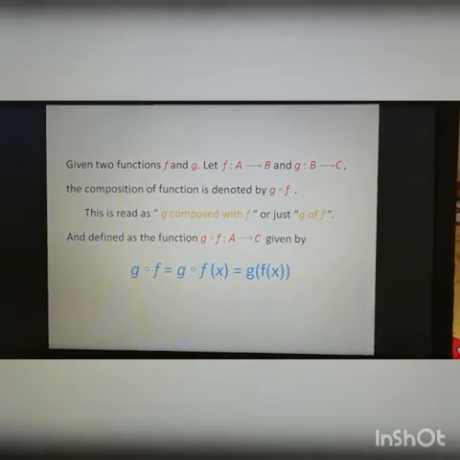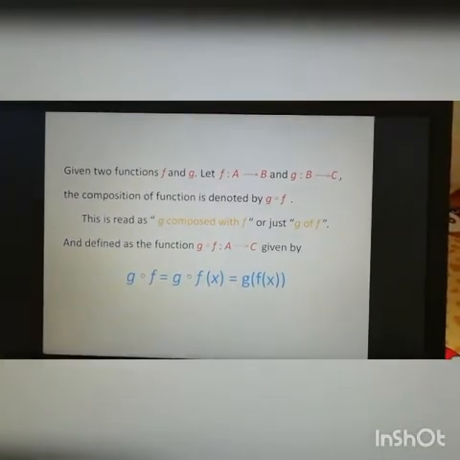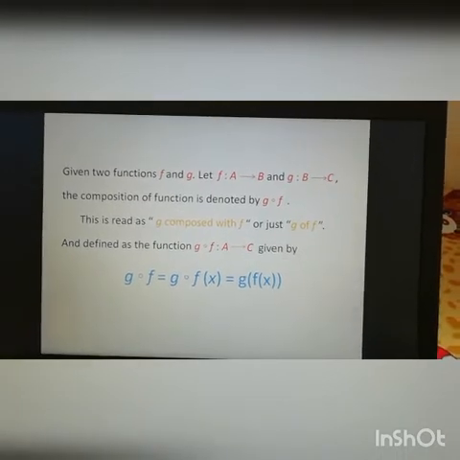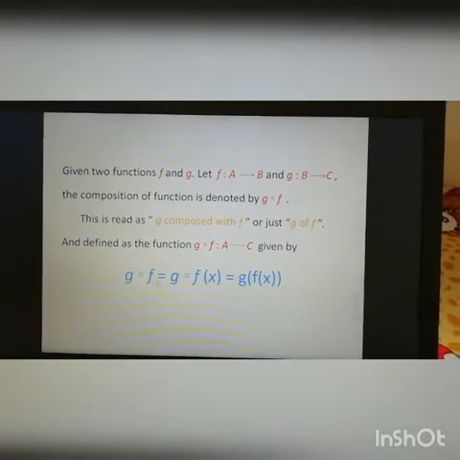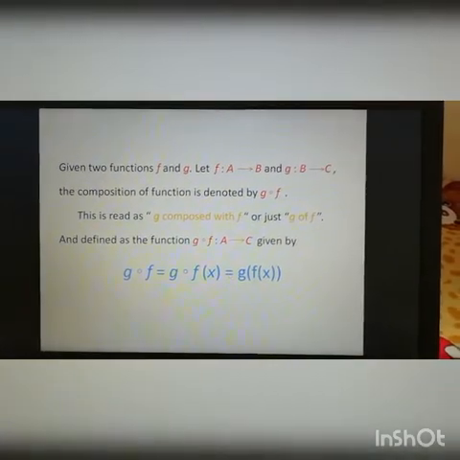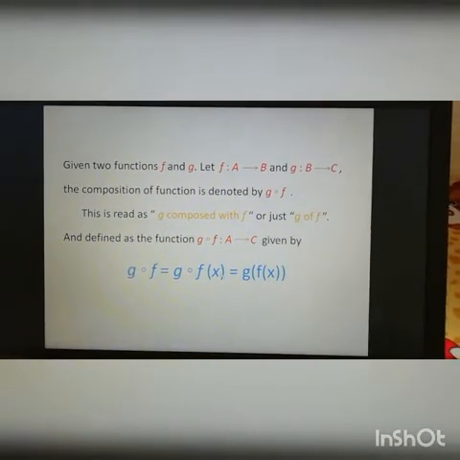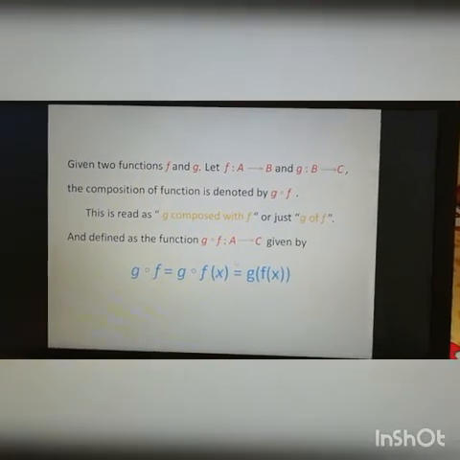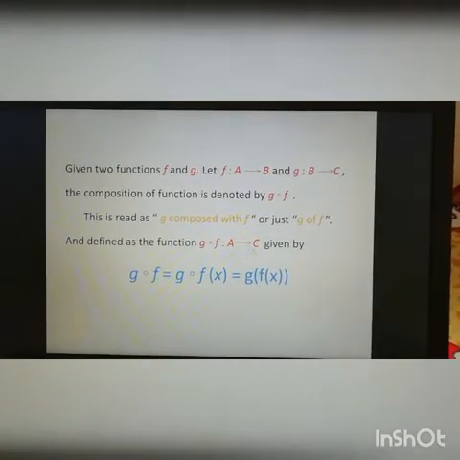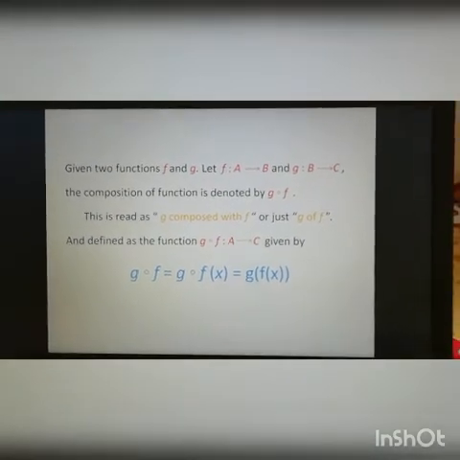And this is defined as the function g∘f from A to C, given by (g∘f)(x) = g(f(x)), where x is a value that comes from the set A, and g(f(x)) is a value that comes from the set C. This is the definition of the composition of functions.